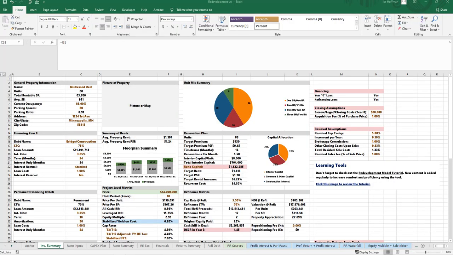We're about to walk through our redevelopment model. I'm really excited about this tool. It's kind of a hybrid between financial models that I'm already offering customers. It's a mix between our value add model and our development model. It really takes components from both of them and creates this redevelopment tool.